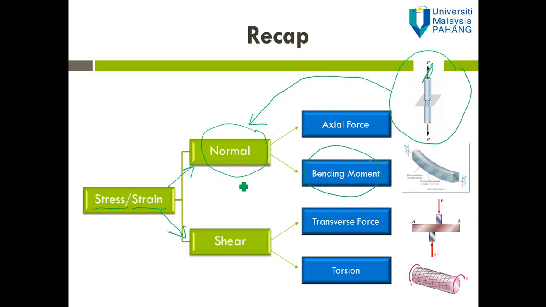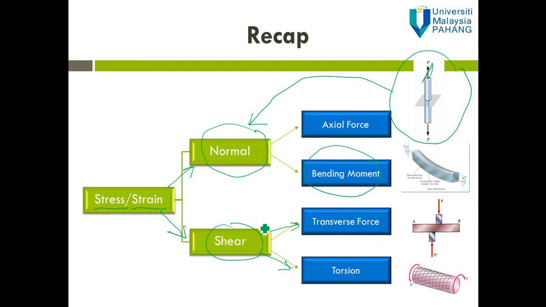And then the second type is shear stress and shear strain. Shear stress and shear strain is developed in the material due to the transverse force and also due to the torsion. So if we have a structure that is subjected to transverse force and also torsion, then we know that the stress that develops in the structure is shear stress and also shear strain.